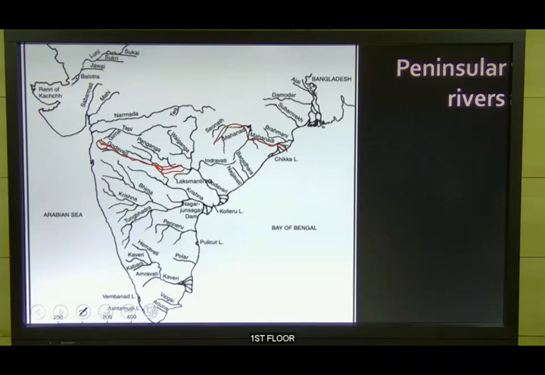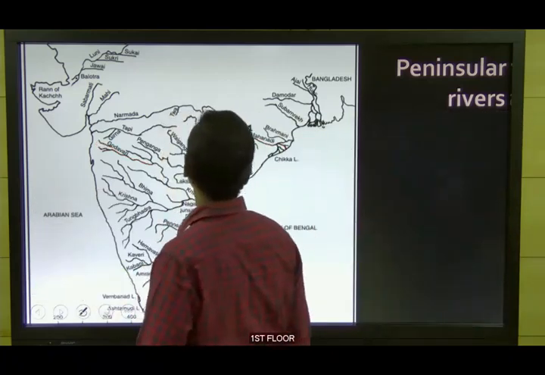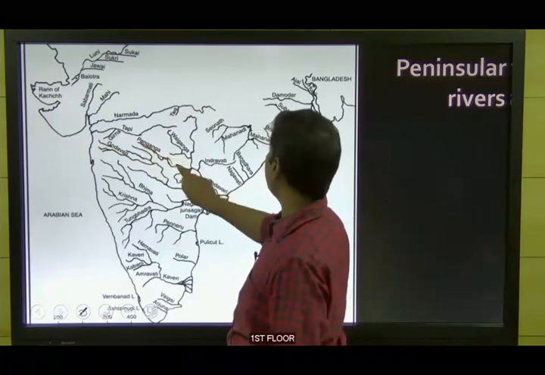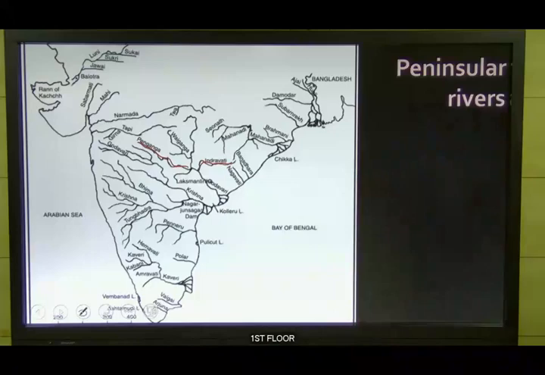Penganga, Indravati, Pranhita, Manjira. Okay, I'll remove this. You can see the Penganga, Indravati, Pranhita and Manjira. I will show.